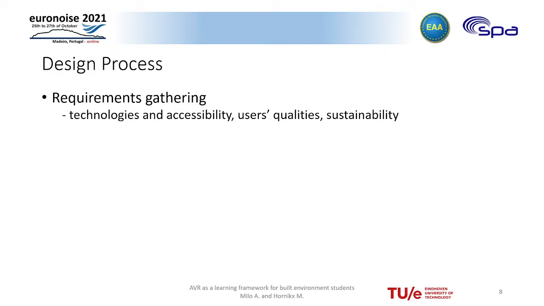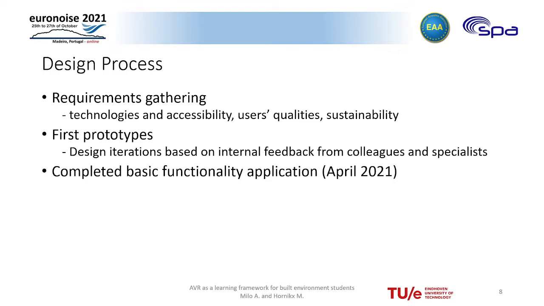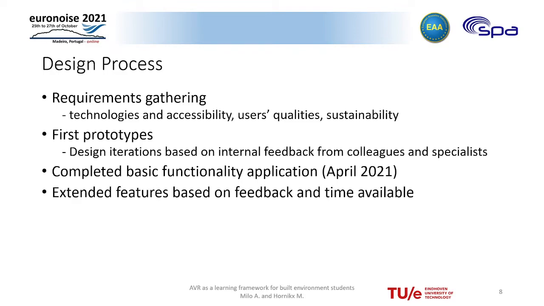Our design process started from gathering the requirements for our use case. For example, the technologies available, their accessibility, the qualities of the users, and the sustainability of the project. We produced some prototypes that followed several design iterations based on feedback received from colleagues at the Building Acoustics Group and specialists, for example, acoustic consultant. We had in April 21 a first completed application with basic functionalities, and from April to October we extended some features based on the feedback collected and the time available.